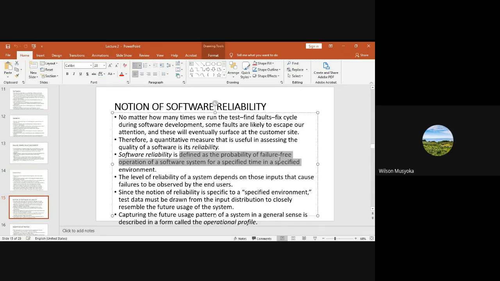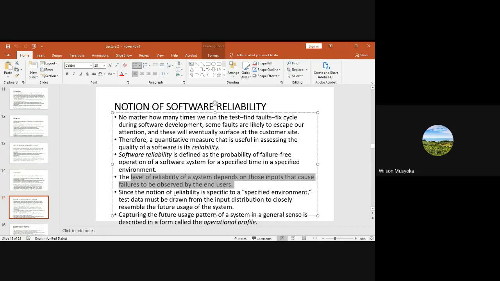So we are saying that this system is reliable in the sense that it is able to work without showing any error for some time, and during this time there is a fault inside the system, but it has gone undetected until a trigger happens and then that error shows up. So the level of reliability of the system depends on those inputs that cause failures to be observed by the end users. This will happen at the end user site when the system is in execution. That is what we mean by the system being reliable.